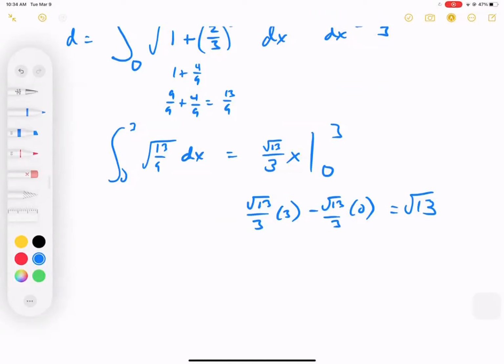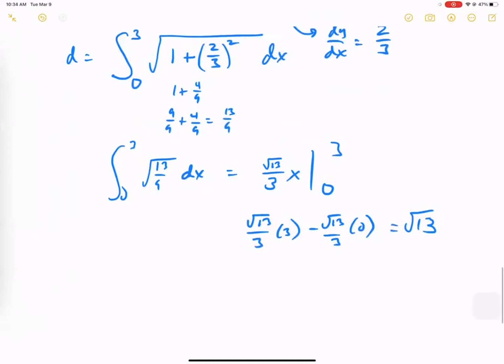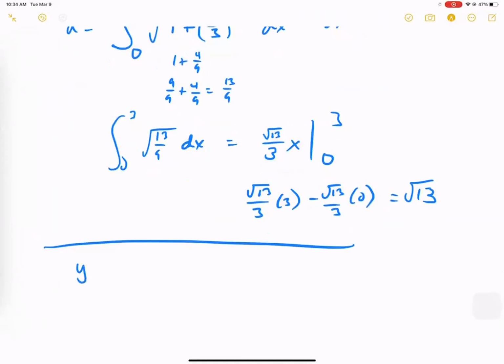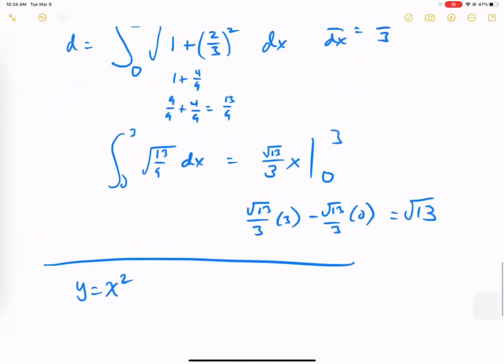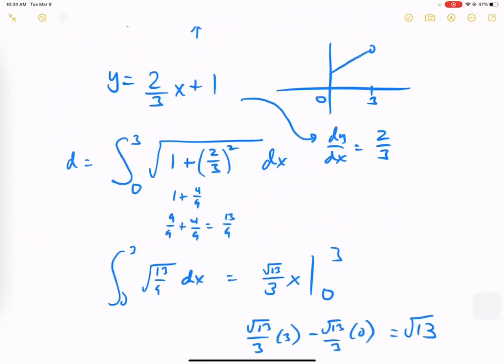Now, let's do another problem. If I give you the problem y is equal to x squared, and I want you to find the length... How did you find the dy over dx? What is another idea of dy over dx? It's just the derivative. It's just y prime.